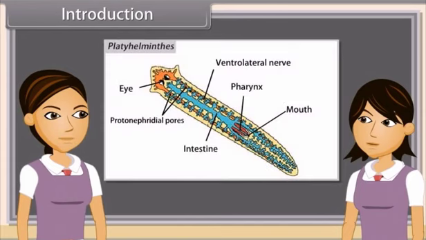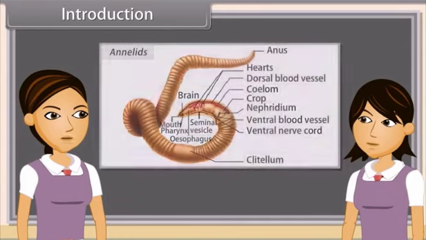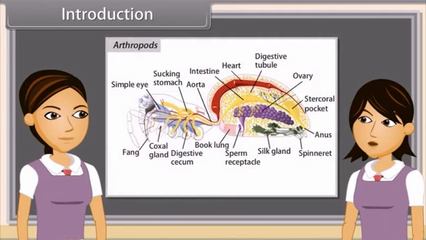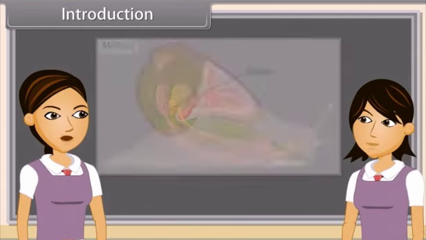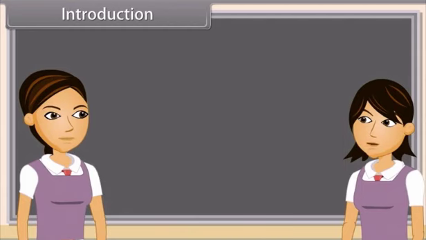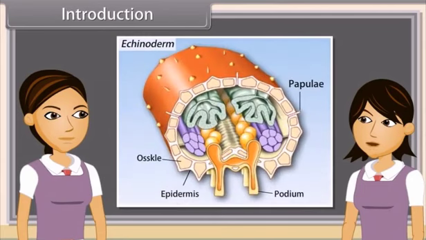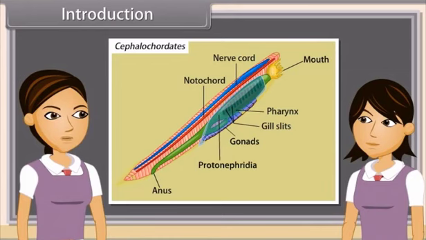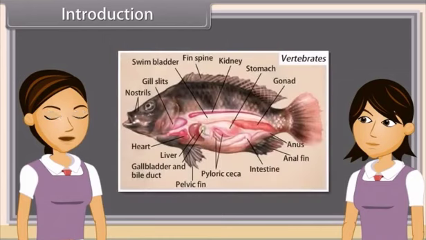In Platyhelminthes, excretory organs are protonephridia or flame cells, while in annelids, it is nephridia. Yes, in arthropods, excretory organs are coxal glands, antennary or green glands, and Malpighian tubules, while in molluscs, it is kidneys. Similarly, in echinoderms, excretory organs are dermal papillae, while in urochordates, it is the neural gland, and in cephalochordates, it is protonephridia. In vertebrates, excretory organs are one pair of kidneys.